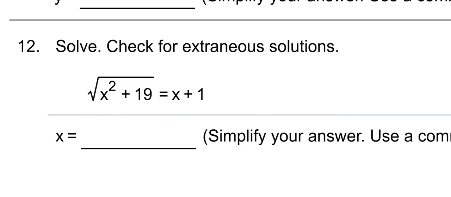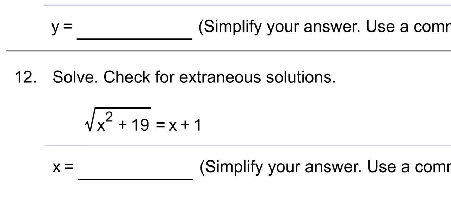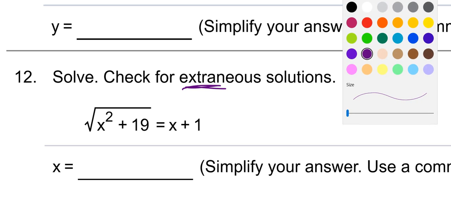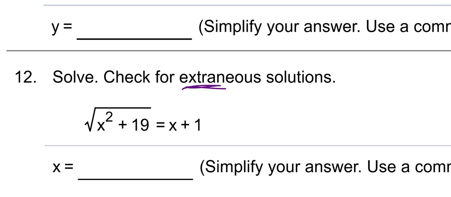Okay, go down to 12. I see a variable outside the radical. So this is a similar check for extraneous solutions situation. Is the radical by itself? Yes or no? Is the radical by itself? Yes. So what can we do?